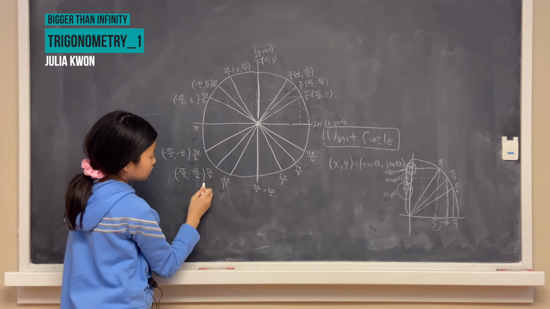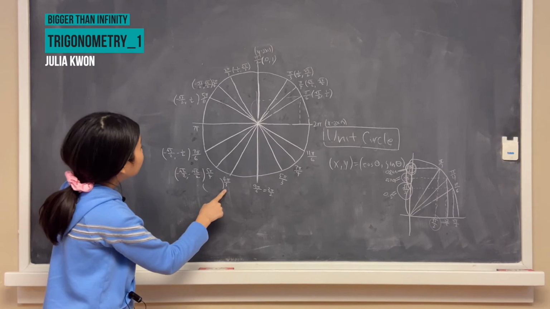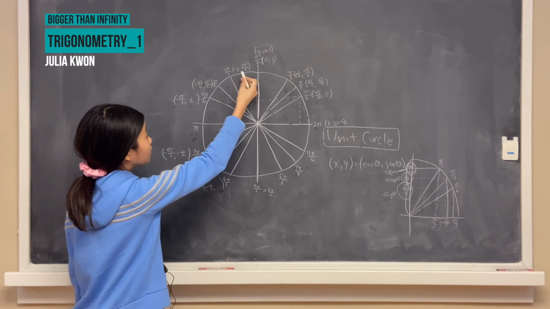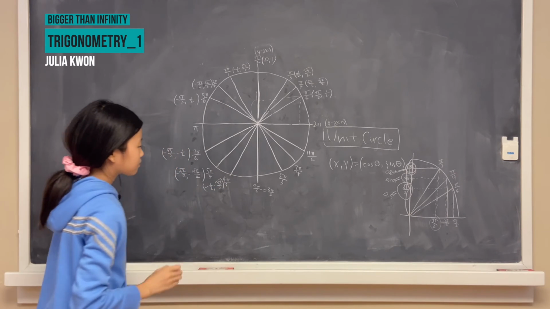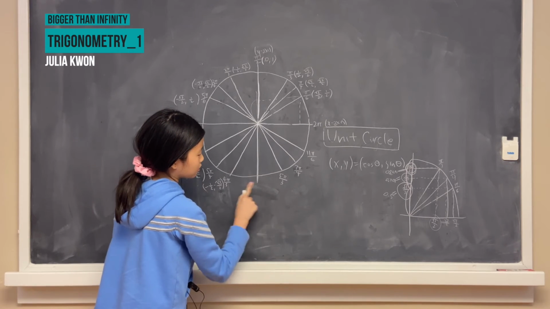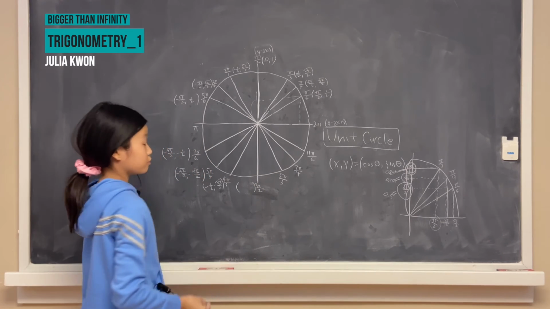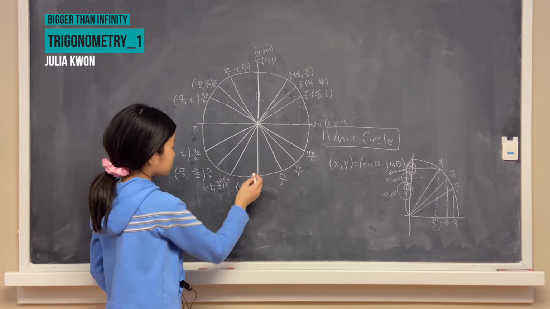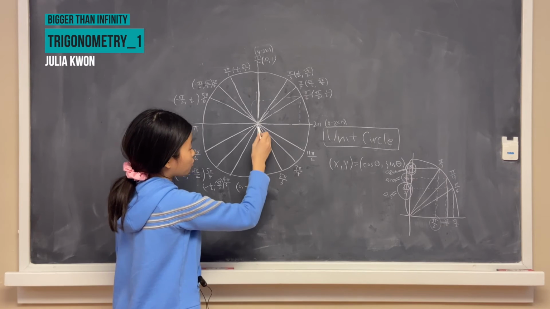And for the radian 4 pi over 3, we would have negative 1/2, comma, negative square root of 3 over 2. And I'll just write 3 pi over 2 alone. So for the radian 3 pi over 2, we would have 0, since there's no value for cosine, and negative 1, since the radius is 1, but we're in the negative part of the y-axis.